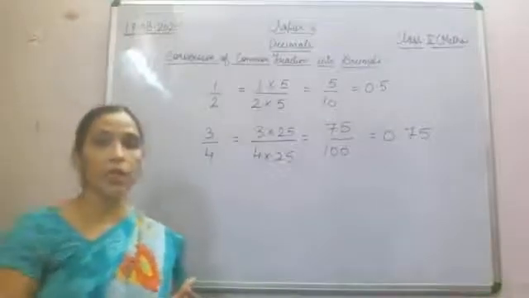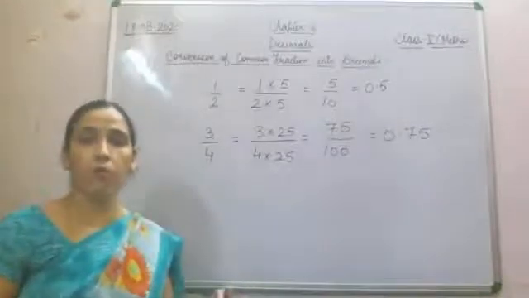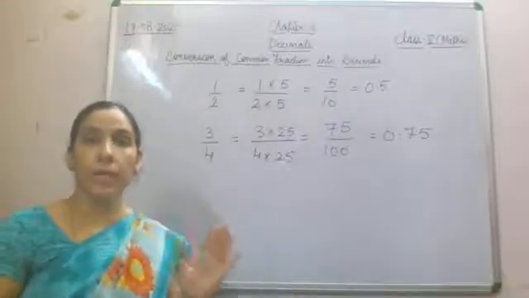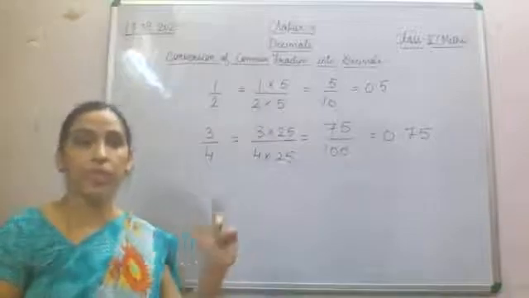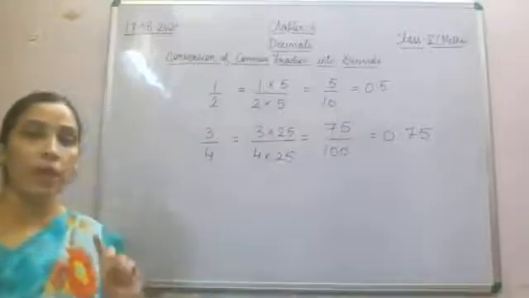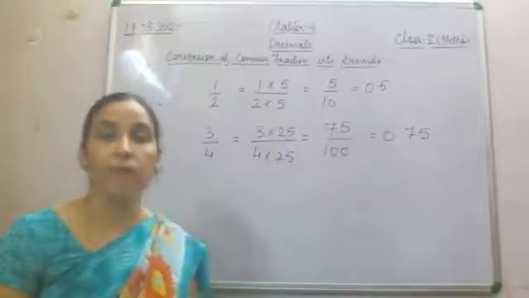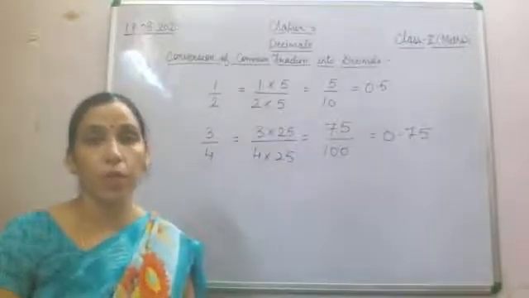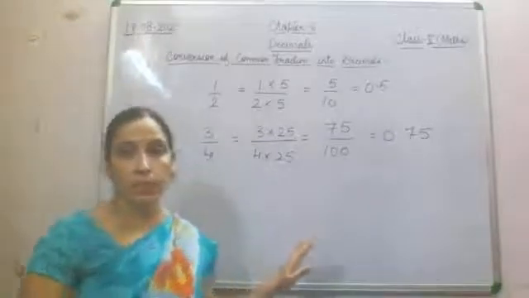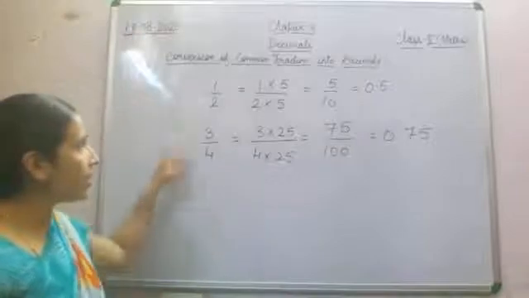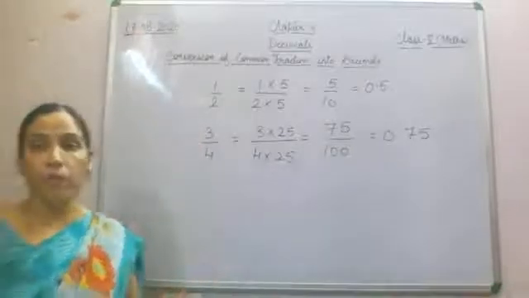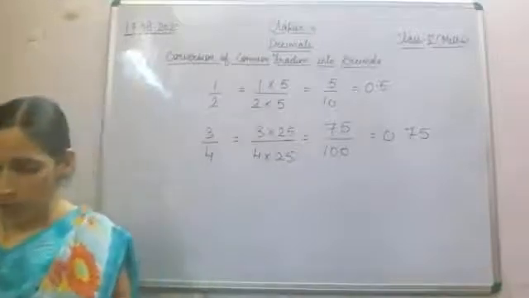So what do you understand about it? If you want to convert a given common fraction into decimal, then you require 10, 100 or 1000 in the denominator. You have to see by which number the denominator will be multiplied so that it is converted into 10, 100 or 1000. Here we have taken one example of 10 and one of 100. Now the third example we will take of 1000, and how will we do it?